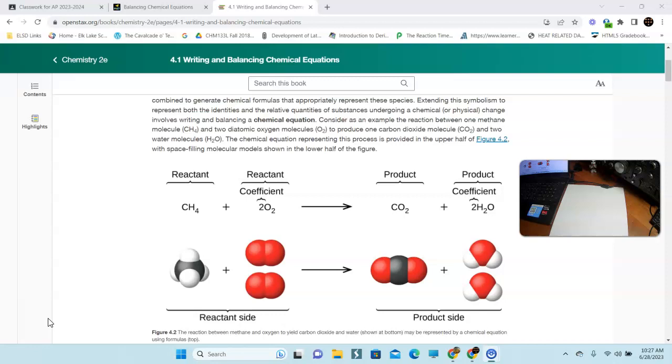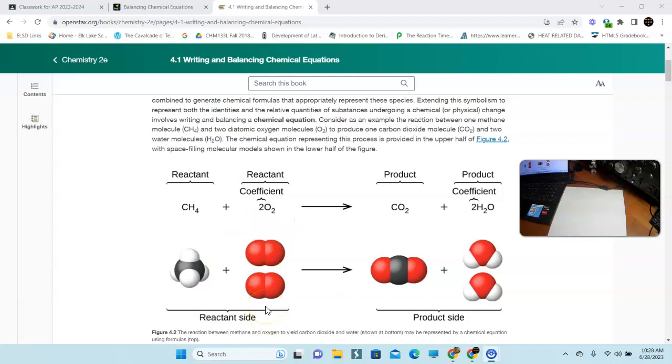And here we have a combustion reaction. This is methane, CH4, and this is what the molecule looks like, because don't forget, these formulas represent either molecules or ionic compounds. So I have one of these CH4 molecules reacting with two molecules of oxygen.